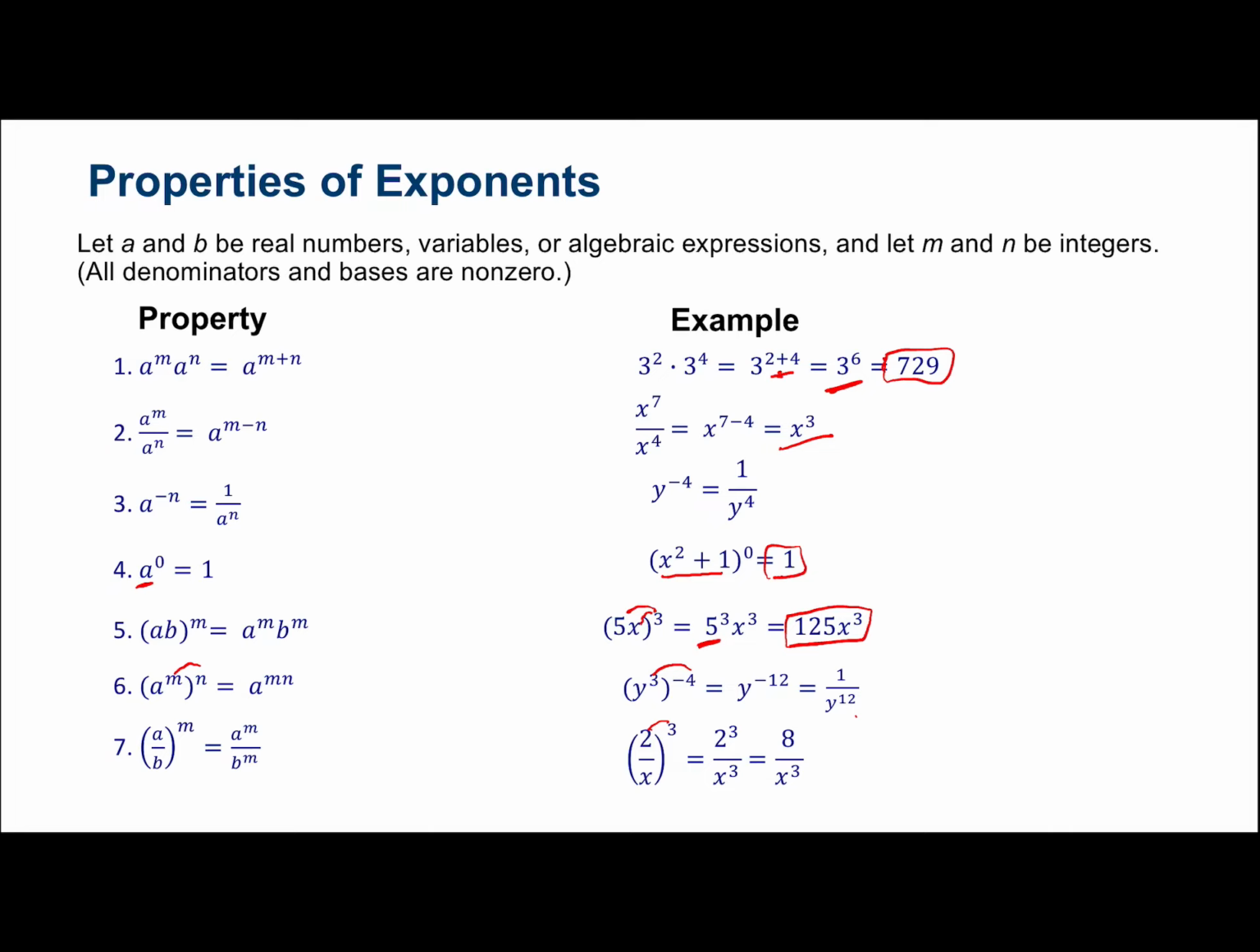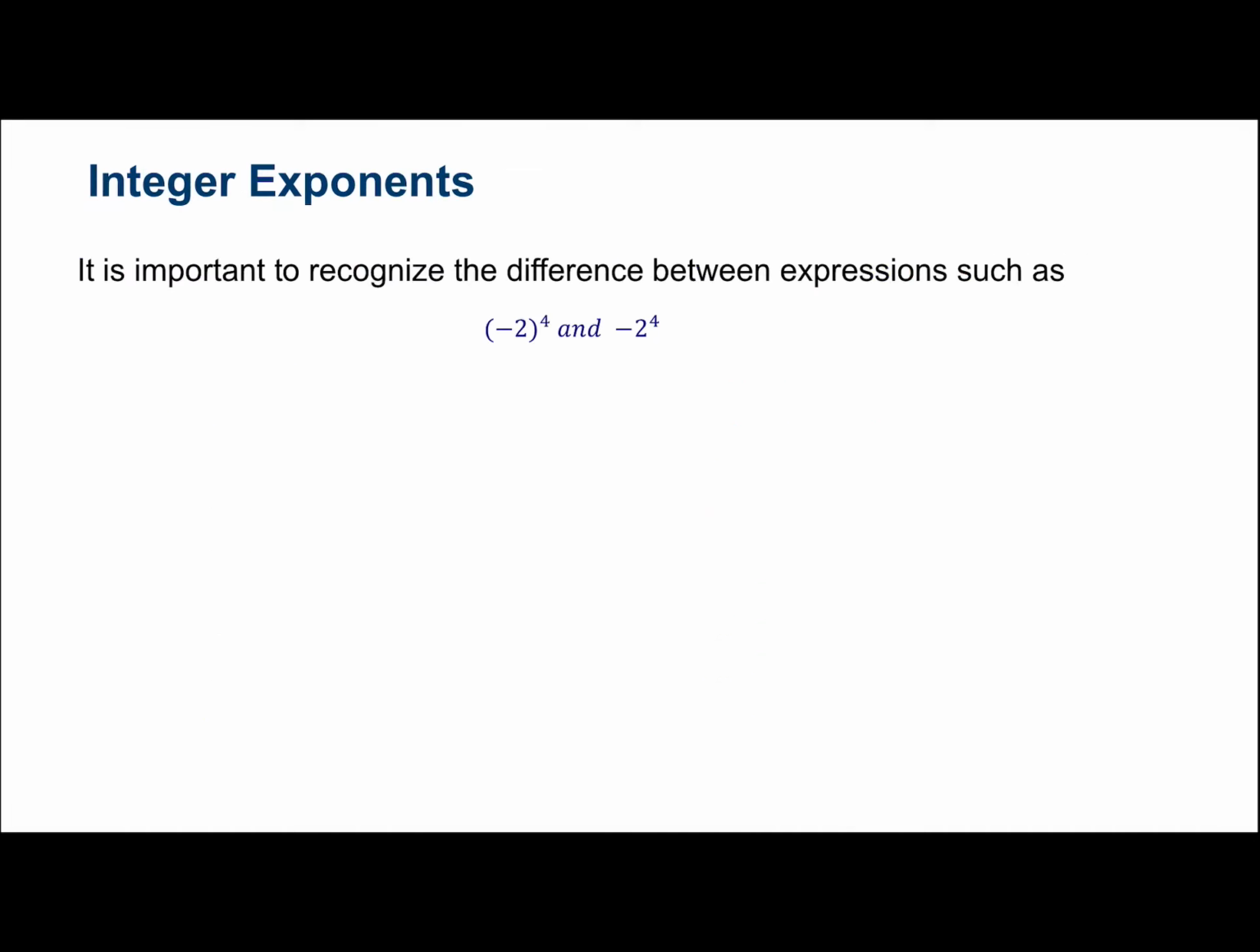Same thing with division. If I have a divided by b, all to the m power, I want to bring that m into everything on top and on bottom. So if we look at an example, I want to bring this exponent on the outside into the 2 and to the x. So I have 2 cubed over x cubed. Simplify that 2 cubed to get 8 over x cubed right here.